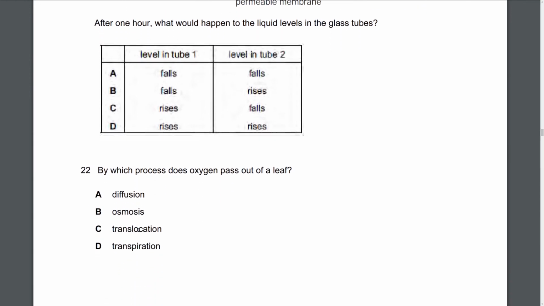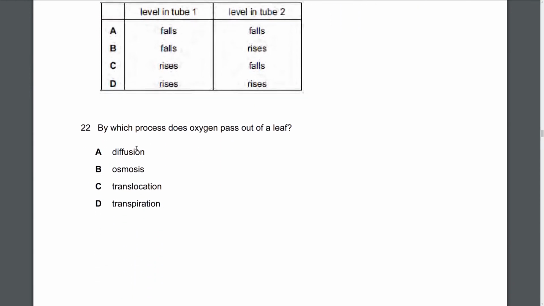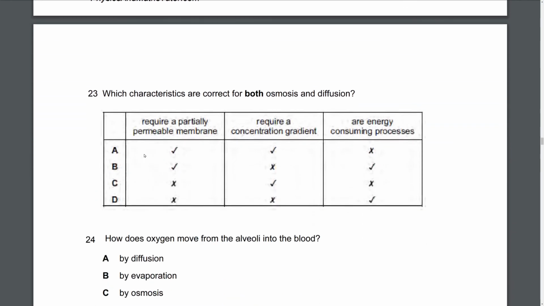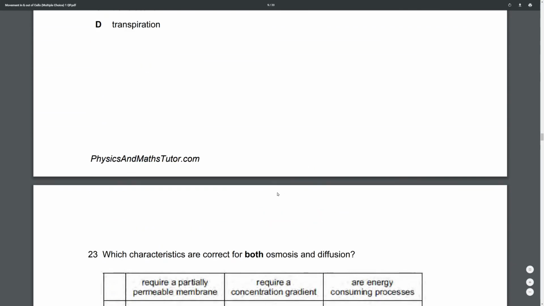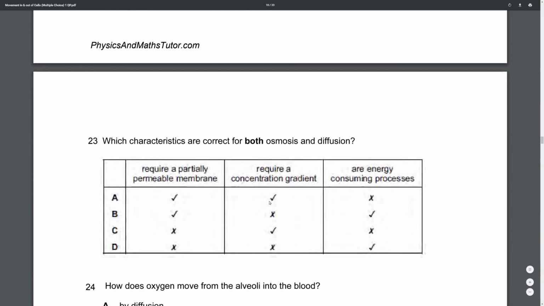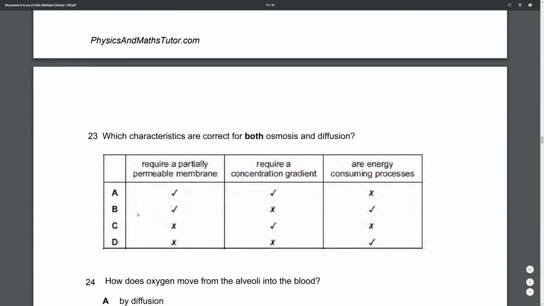By which process does oxygen pass out of the leaf? Diffusion. Which statements are correct for both osmosis and diffusion? Both osmosis and diffusion require a partially permeable membrane. Requires a concentration gradient, and not an energy consuming process. So this would be B.